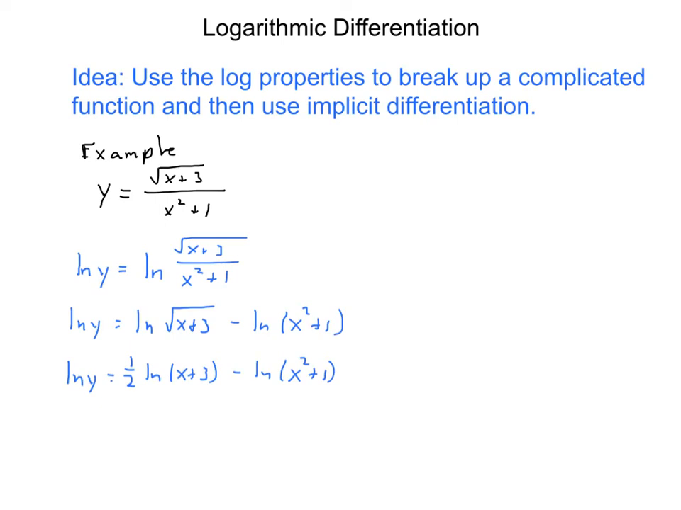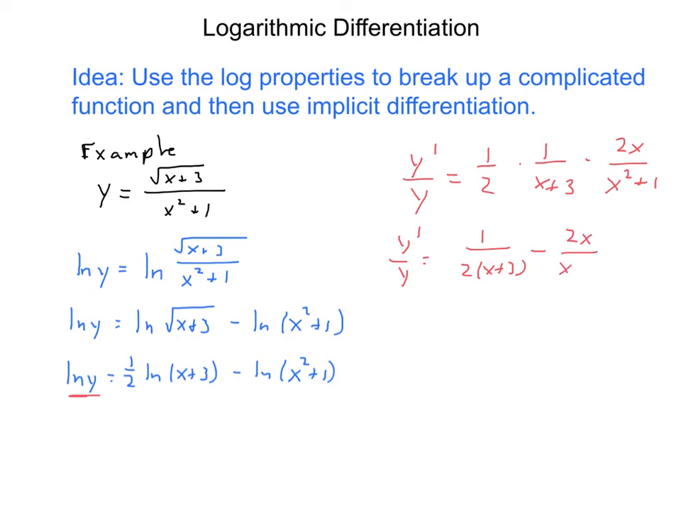So I know that the derivative, remember, of the natural log of u with respect to x was u prime over u. Well, when I'm taking the derivative of the natural log of y, that is going to be y prime over y, and that's going to equal 1/2 times 1 over x plus 3 minus the derivative of the natural log of x squared plus 1, which is u prime over u, which is going to be 2x over x squared plus 1. So what I have right now is y prime over y equals 1 over 2 times x plus 3 minus 2x over x squared plus 1.